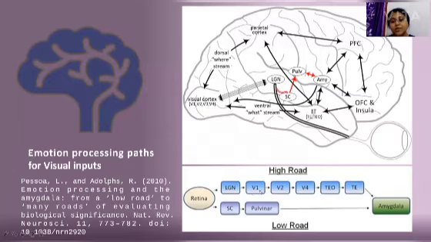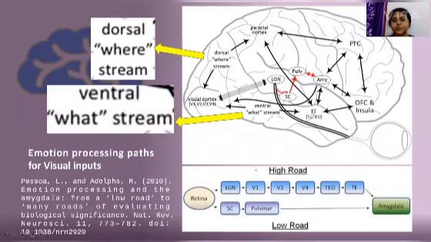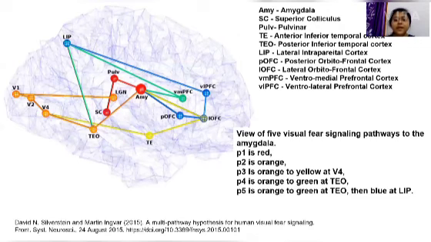In the low road, the signal goes to the amygdala from the retina via the superior colliculus and pulvinar, and in the high road the signal goes to the amygdala via the lateral geniculate body, V1, V2, V4, and temporal cortex. Here another important thing is the dorsal stream and ventral stream, which we have already discussed. Now it is a multiple pathway hypothesis for human visual fear signaling.